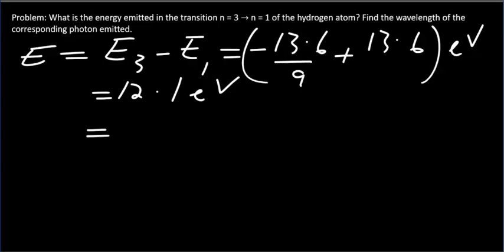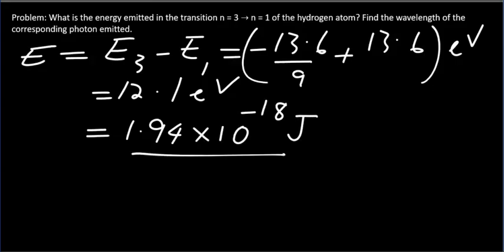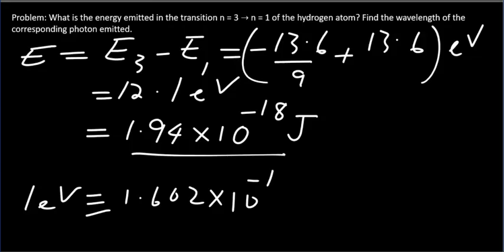Or in the unit of joules, it is 1.94 times 10 to the power minus 18 joules. Remember, 1 electron volt is 1.602 times 10 to the power minus 19 joules. So that is the conversion.